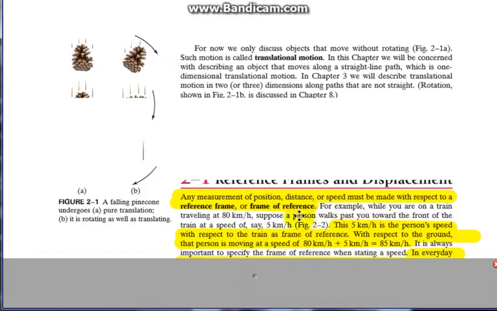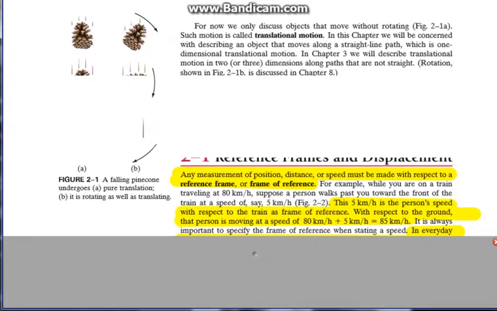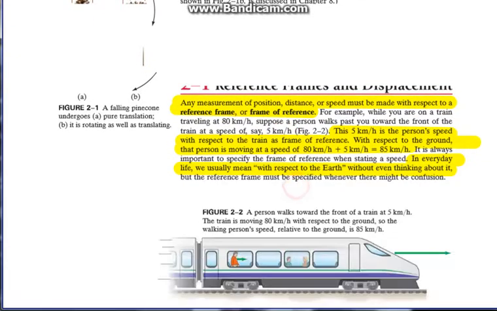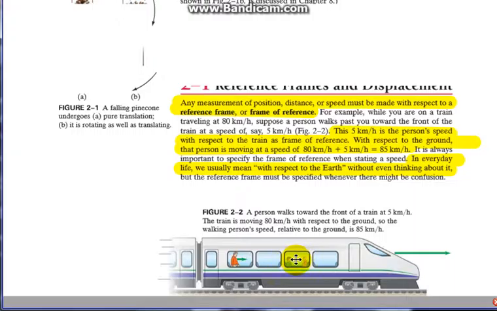For example, while you're on a train traveling at 80 kilometers per hour, suppose a person walks past you towards the front of the train at a speed of 5 kilometers per hour, such as in this diagram. You're sitting down here, someone's walking by you at 5 kilometers per hour. The whole train itself is going 80, but this 5 kilometers per hour is the person's speed with respect to you on that train. So you're part of the train, so with respect to the inside of the train, that person is moving 5 kilometers per hour.